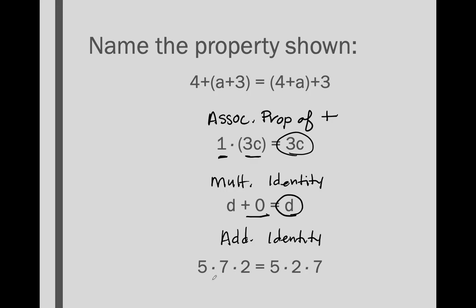And for the last one, you can see the order of the numbers has changed. That is the commutative property. And this is the commutative property of multiplication.